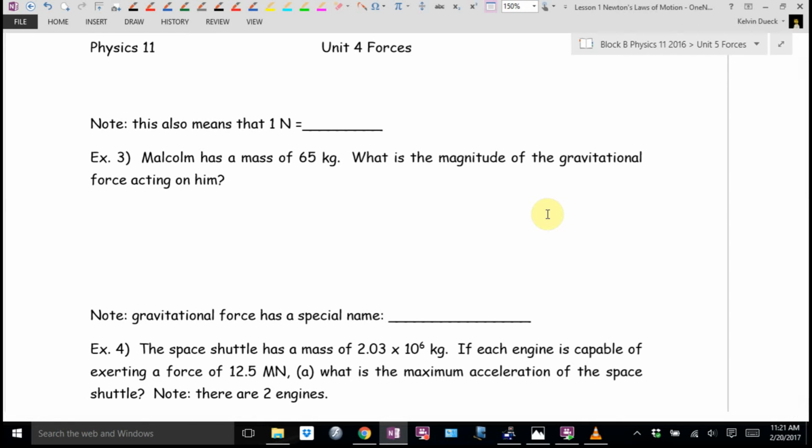Little note. This also means that 1 Newton equals 1 kilogram meter per second squared. After all, if force is mass times acceleration, mass is kilograms, acceleration is meters per second squared, then a Newton is a kilogram meters per second squared. And in fact, that's how it was calculated, but about 150, 200 years ago, we renamed this unit, we called it a Newton.